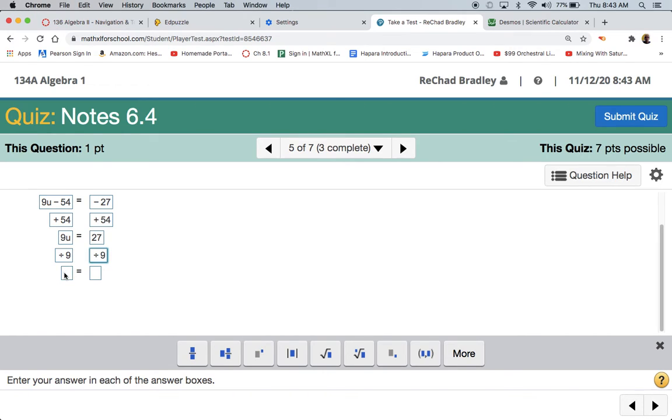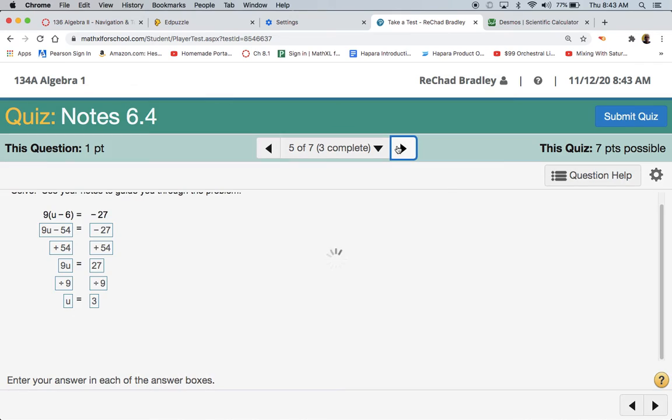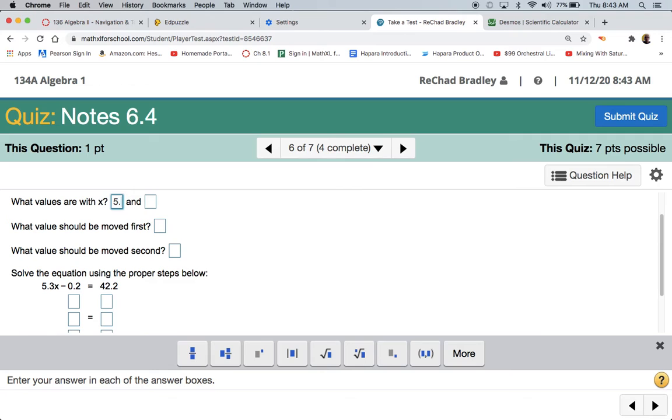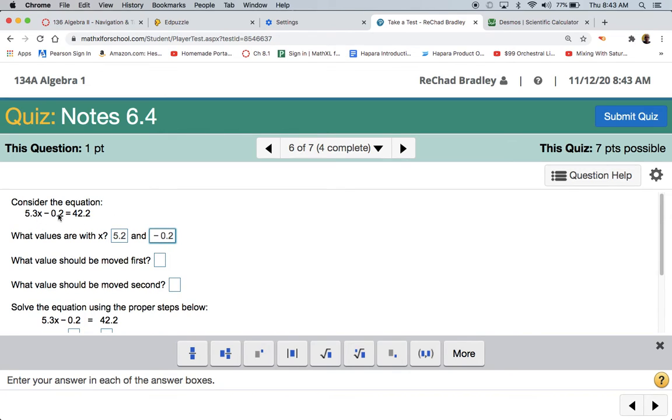From there, again, our 9s go away, leaving u and 3 as our answer. Let's see what else we got on this. Do not forget that we still are dealing with decimals. So with that, make sure you're ready for that stuff too. Again, the values with x are 5.3 and negative 0.2. Remember, you must put that negative there.